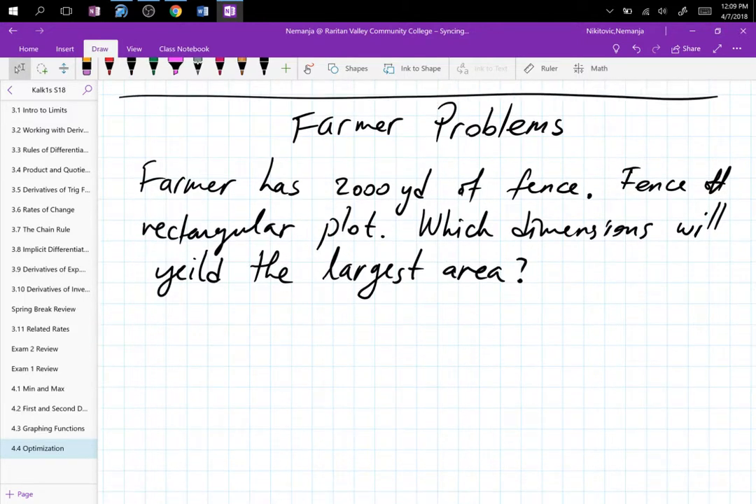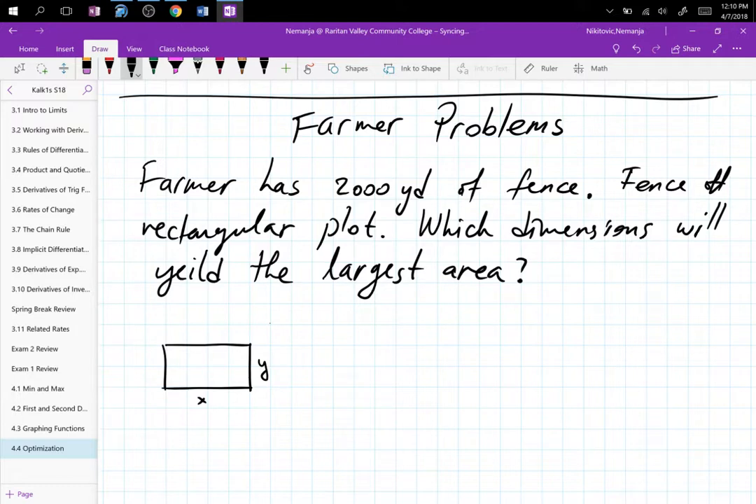With every applied problem, especially if you're doing physics, you should draw a diagram to make sure that you are working with the right concepts. So we have a rectangular plot with dimensions x and y. Farmer has 2,000 yards of fence. Where does the fence go? Around. There's a reason why it's called a perimeter fence. It goes on the perimeter.